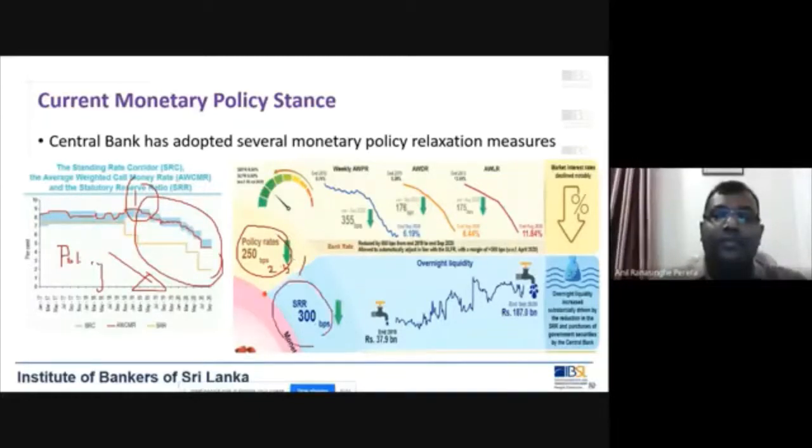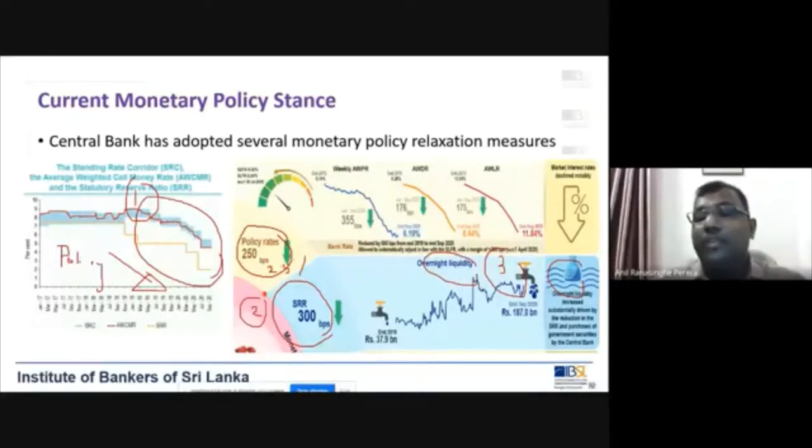SRR, statutory reserve ratio, has been reduced by 300 basis points, which means 3 percentage points. So it has been reduced largely. Third point, this is market liquidity. Market liquidity means injecting money to the economy.